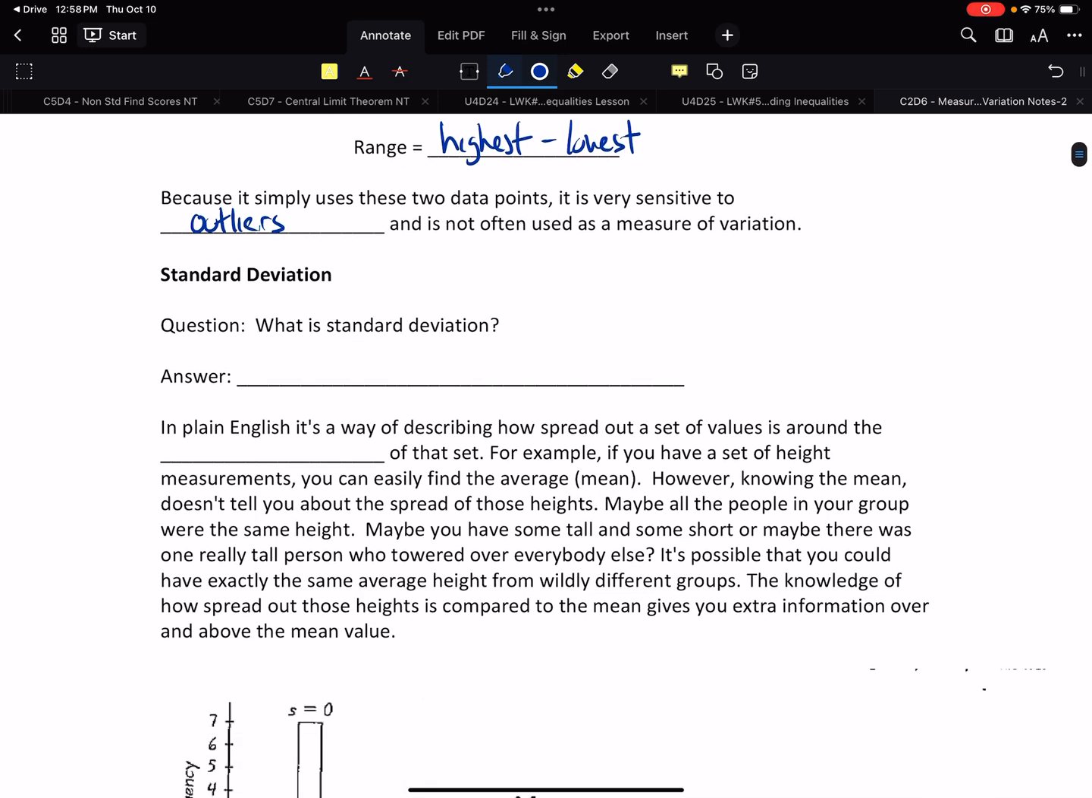And standard deviation is a measure of how spread out the data is. All right, how spread out, what's the dispersion of this data? In plain English, it's a way of describing how spread out a set of values is around its mean. How far away do we go from that mean, that X bar situation?